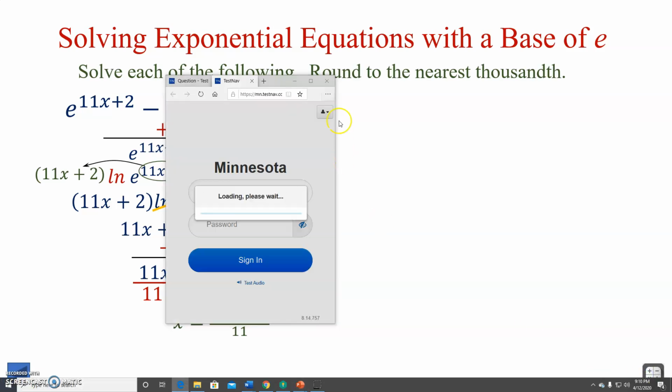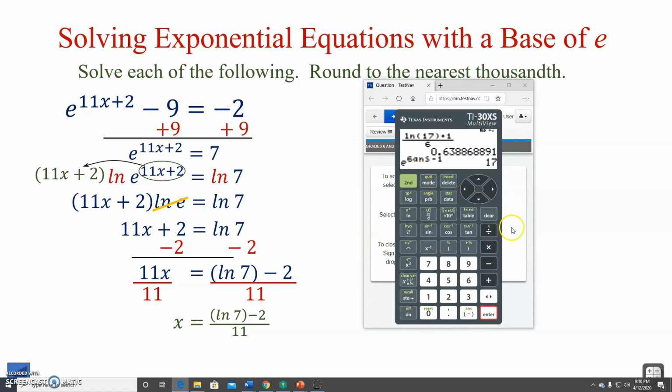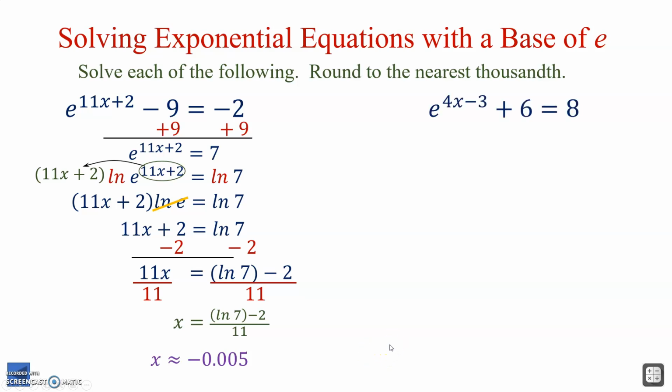Let's see what the calculator says. Let's clear this. Fraction, ln 7, close parentheses, minus 2. All of this is over 11. And we get an answer of negative 0.0049 some stuff. Well, let's check. That answer looks real funny. So, e to the 11, answer, plus 2, move our cursor over, minus 9. Bam, there's the negative 2. So our answer looks like it's negative 0.005. All right, last one.